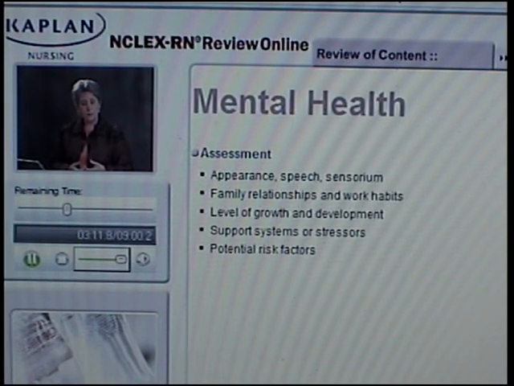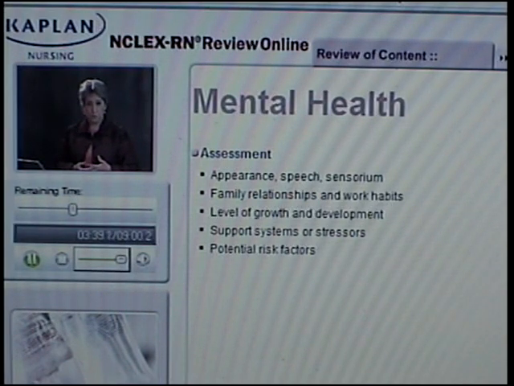It's important that you be aware of their level of growth and development, because this helps you assess, are there issues with that, or is this not a problem? Certainly you want to look at family relationships and work habits, because these can be both a support to the client or it can be a stressor. So you want to look at support systems or stressors. It's also very important that you assess for risk factors, especially for suicide, homicide, or for substance abuse problems.